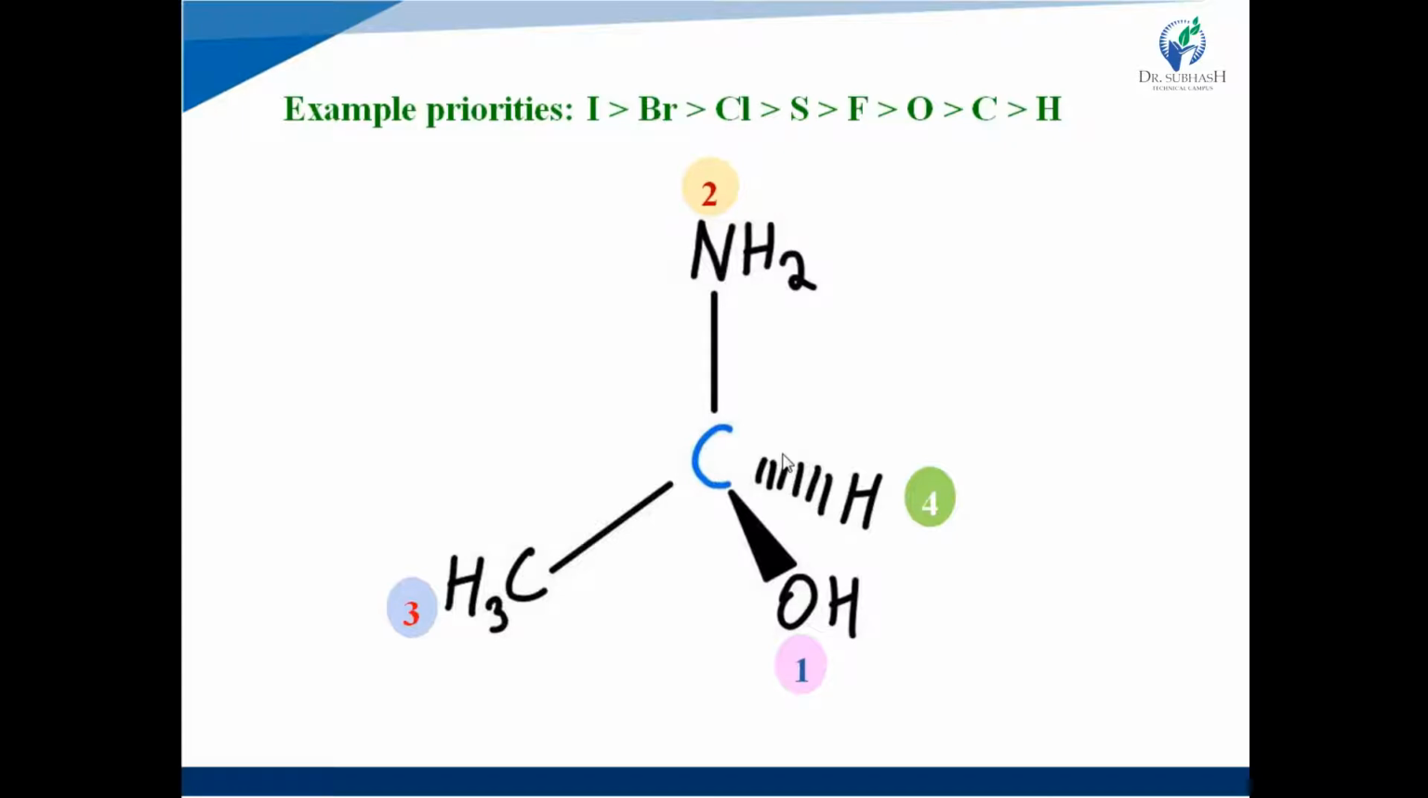Some examples are given for priorities. Iodine has higher priority than bromine, and bromine has higher priority than chlorine because it has a higher atomic number. Then chlorine, sulfur, fluorine, oxygen, carbon, and then hydrogen. Hydrogen has the lowest priority.